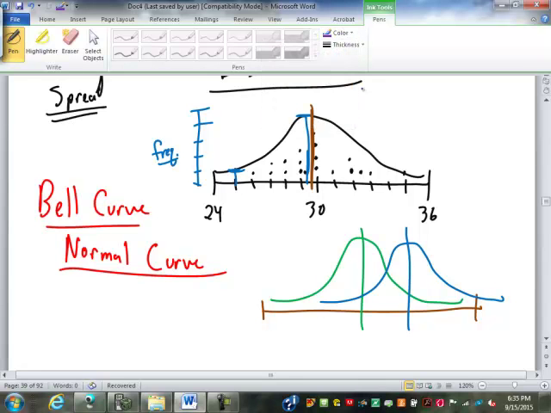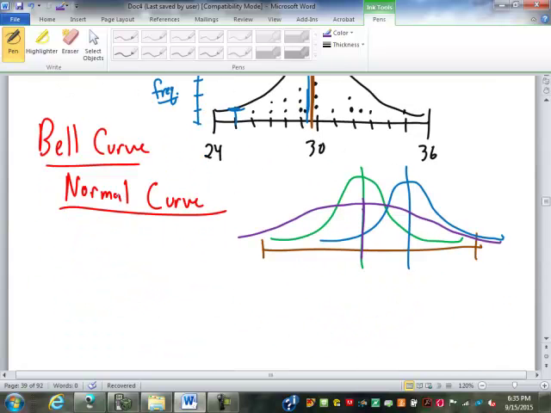I could have a curve, however, that has the same center. It looks something like this. This curve has the same center as the green curve, but it's much more spread out. So it has a different spread. So we're going to look at numerical ways of describing the spread or the width of that bell curve as well.